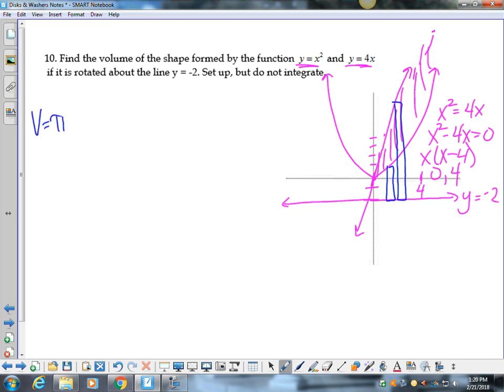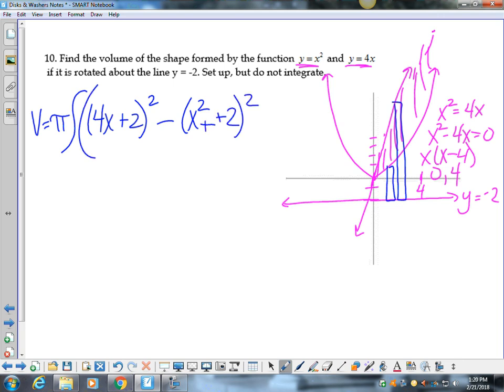So volume equals pi times, all right, big one. The big one's going to be 4x, now be careful, minus a minus 2, so plus 2 squared, minus the little guy, and the little guy is x squared down to the axis, minus a minus 2, so plus 2 squared, and this gets a big old dx on it.